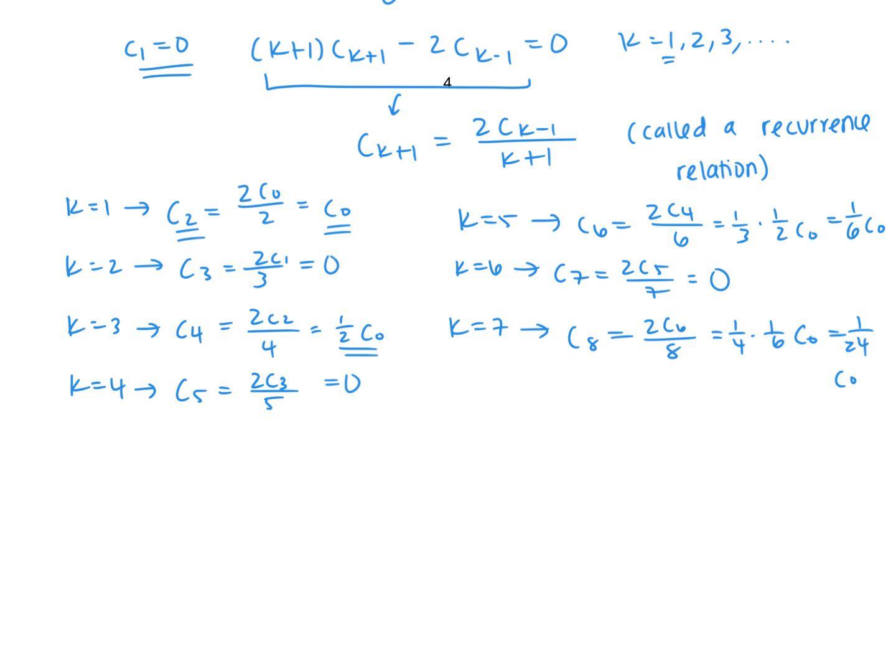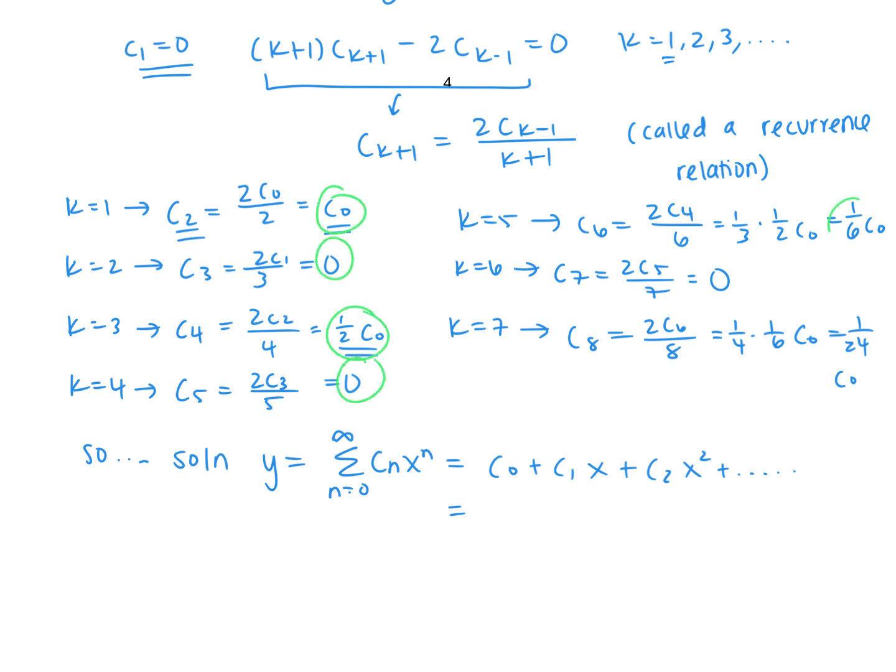Okay, so the question is, where does this leave us? Where this leaves us is that our solution, like we defined before, is y equals the power series from n equals 0 to infinity of cn x to the n. Okay, so that is c0 plus c1x plus c2x squared, so on and so forth. Well, we've found those terms then. We're using all of these terms that we found above, so on and so forth.